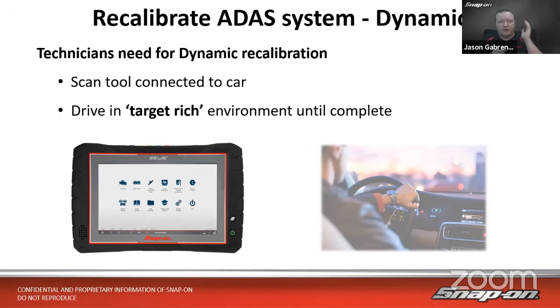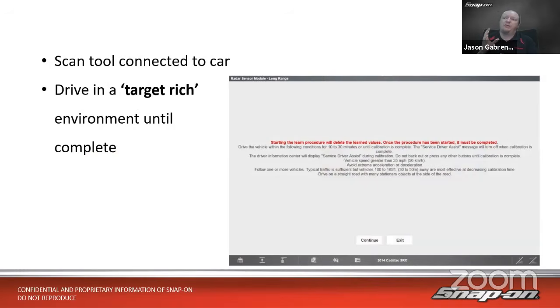If you're just in a wide open field on a straight flat road, it doesn't really have anything to measure, so calibration could take a long time. If I have other vehicles around, other buildings, and good lane markers, it'll take considerably less time to do that. So here's just an example from a 2014 Cadillac SRX. That is a 6-year-old car at this point.